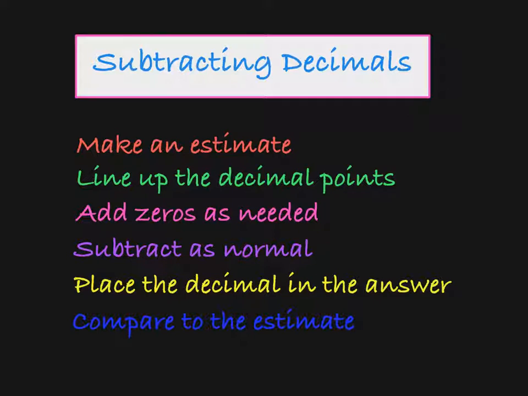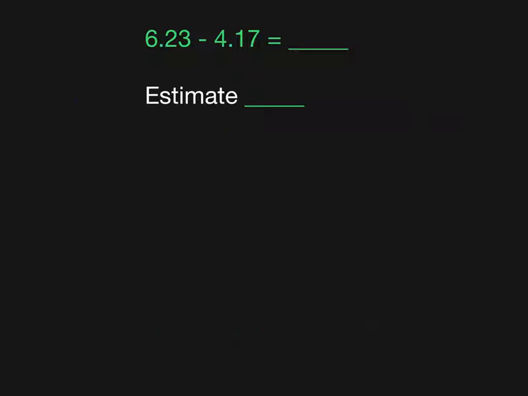Place the decimal in the answer, and our last step is to go back, look at our answer, and compare it to our estimate. If our estimate and our answer seem to match up, then we're good. If not, then we need to go back and check for mistakes. We're going to do a few examples together.